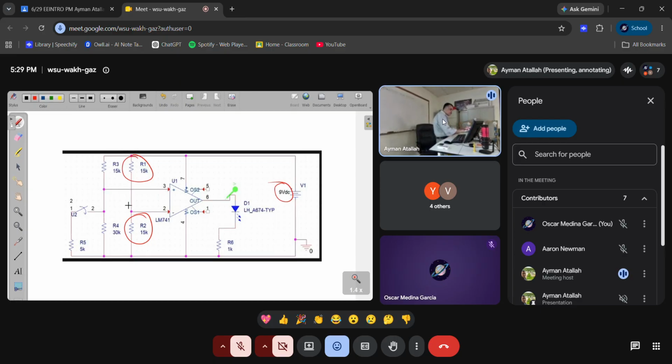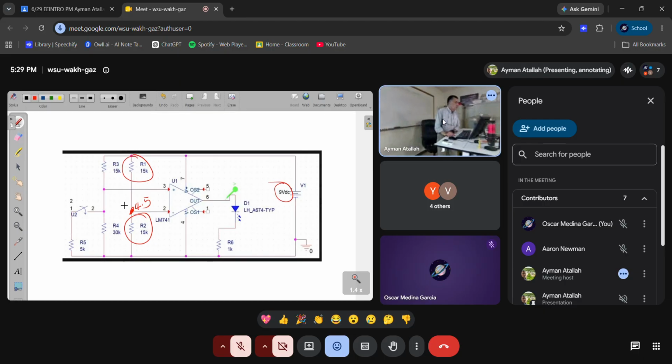This means that the voltage at this point with respect to ground is 4.5, right? Because I have 15K and 15K, two equal resistances, and you apply 9 volt. So you divide the voltage by 2.